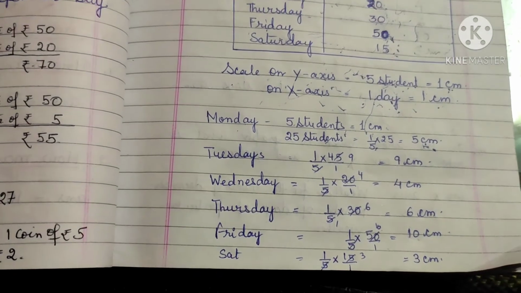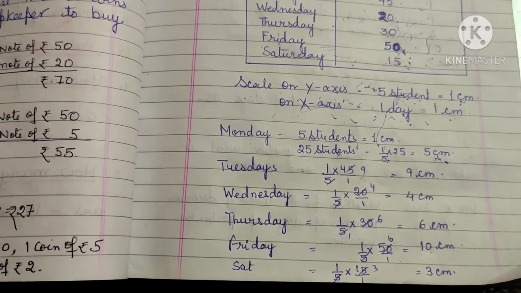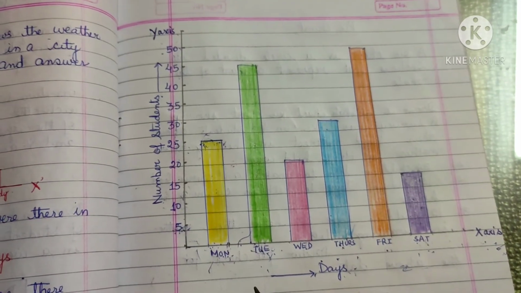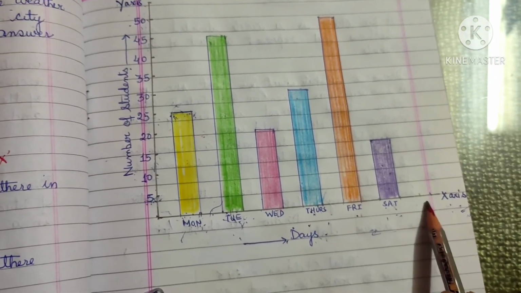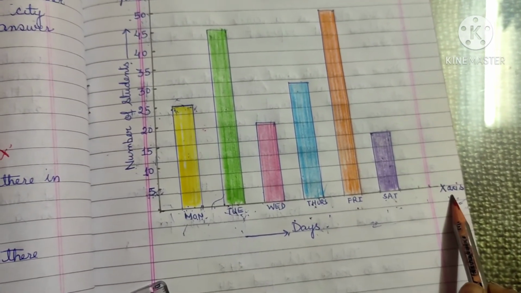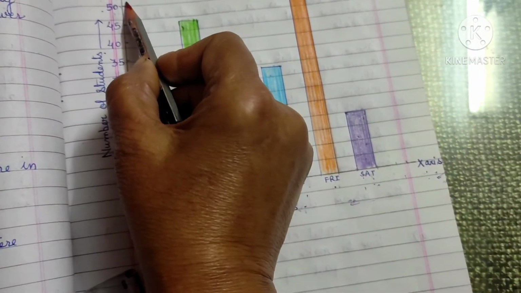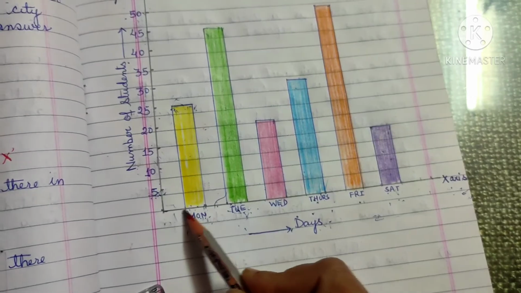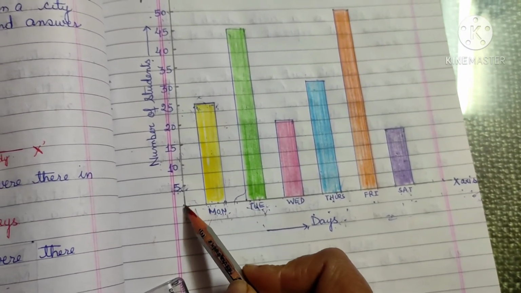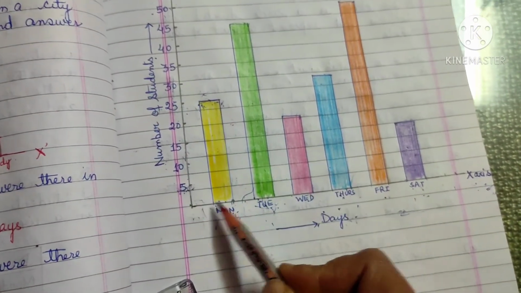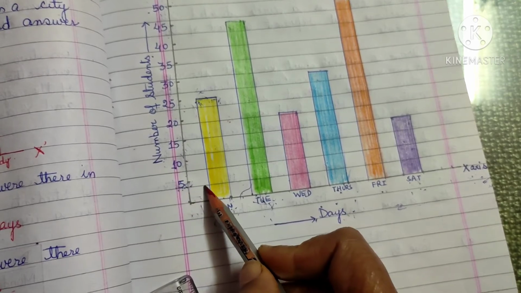Now we will see how we draw the bar graph. Children, here you can see I have drawn two lines, a horizontal line that is the x-axis and a vertical line that is the y-axis. And children, these two lines are meeting at a common point, and these two lines are perpendicular to each other. They are forming a 90-degree angle.